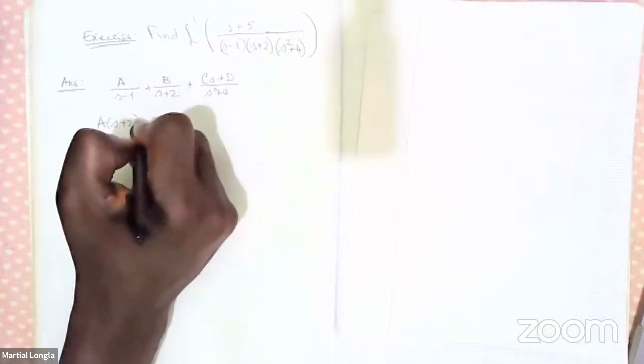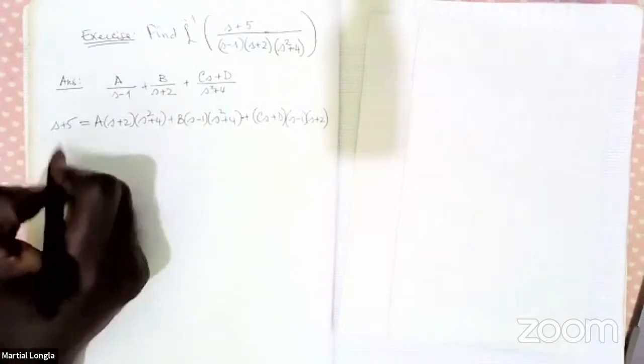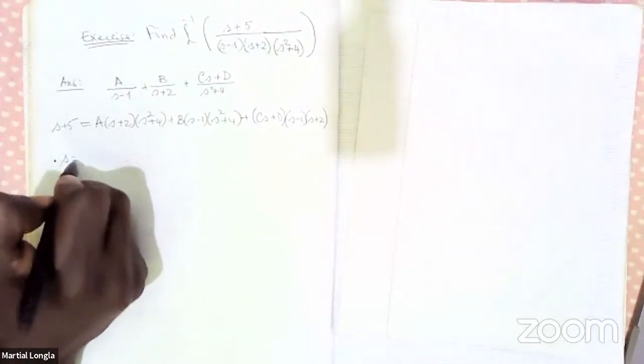And so we find the common denominator by multiplying by the missing things. So you get A, S plus 2, S squared plus 4, plus B, S minus 1, S squared plus 4, plus CS plus D times S minus 1 times S plus 2. This is what you get, and it's equal to S plus 5. That's the first step. Now in the second step, you plug in the numbers that make things 0.